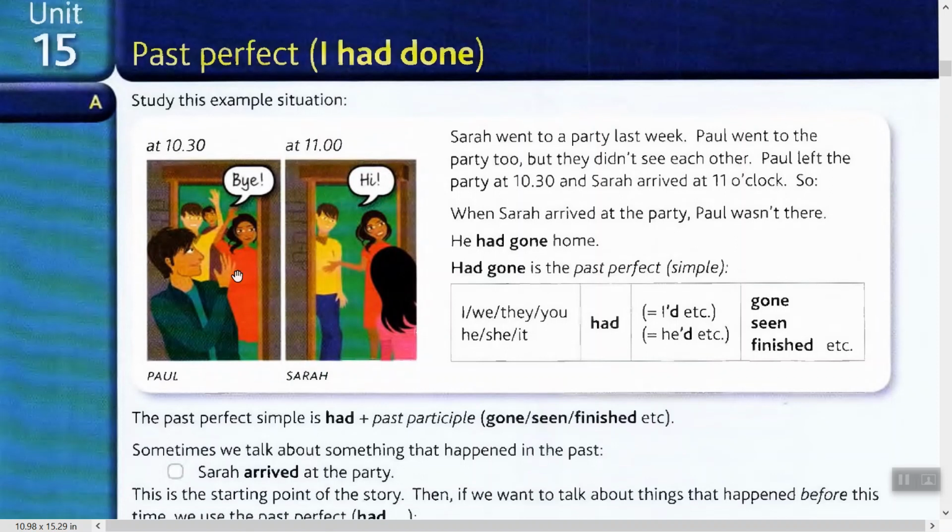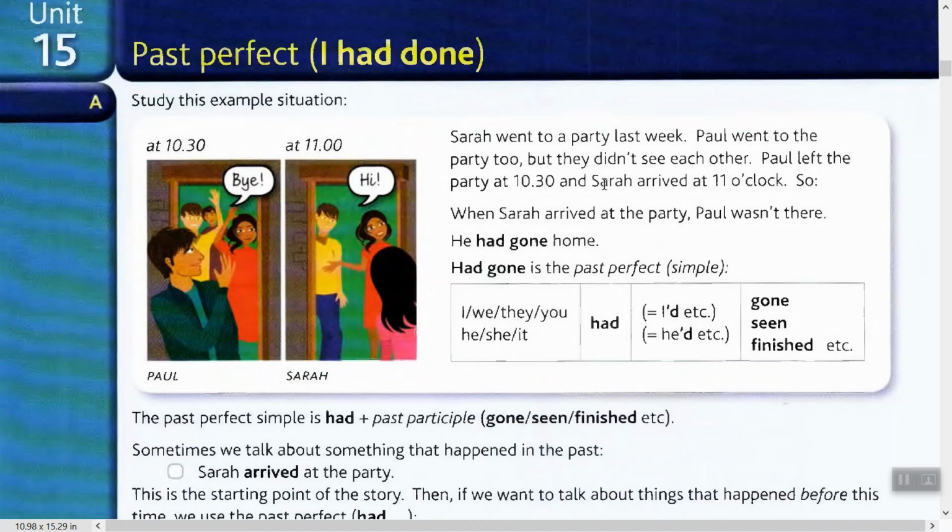You see these two pictures, Paul and Sarah. Okay, Sarah went to a party last week. You see here, past simple tense, in the past. Sarah went to a party last week. Okay, Paul went to the party too. Both of them went to the party. Sarah went to the party last week and Paul went to the party too. But they didn't see each other. Both of them went to the party, but they didn't see each other.